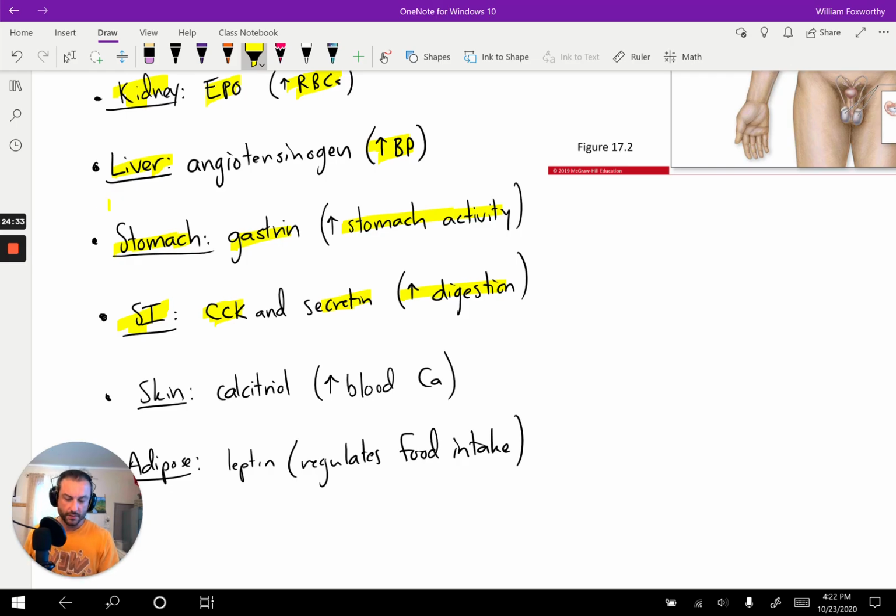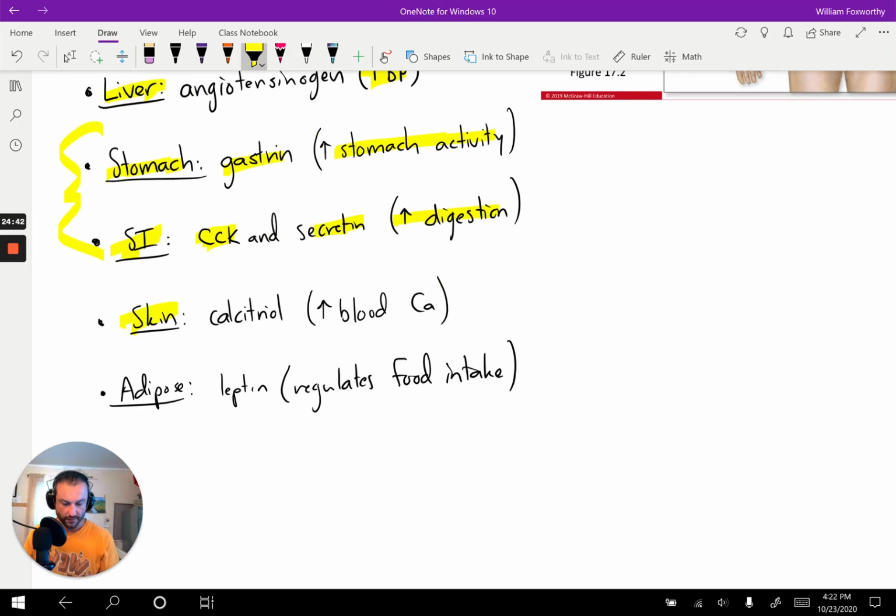And we'll talk more about these digestive hormones when we talk about the digestive system later on. Skin is involved in the production of calcitriol, which raises blood calcium. And then adipose tissue produces a hormone called leptin, which has a role in regulating your food intake and may have a role in producing that feeling of satiety or fullness.